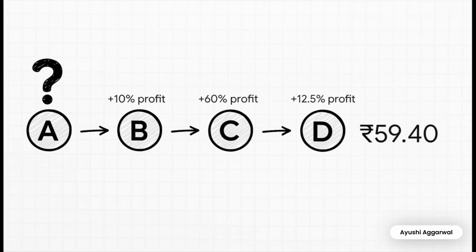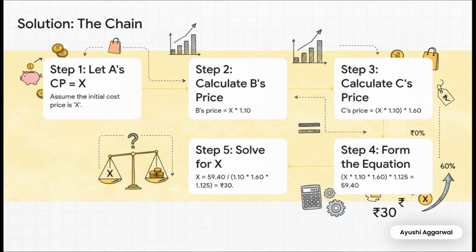We just need to create a series of percentage increases. So here's how we break down this chain. First, let's just say A's cost price was X. A sells to B with a 10% profit, so B's price is X times 1.10. Then B sells to C at a 60% profit, so C's price becomes the previous amount times 1.60. Finally, C sells to D at a 12.5% profit, so D's final price is the whole thing multiplied by 1.125. And we know this final price equals 59.40 rupees.